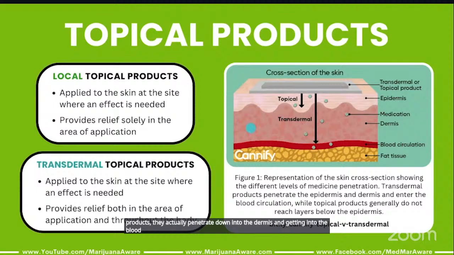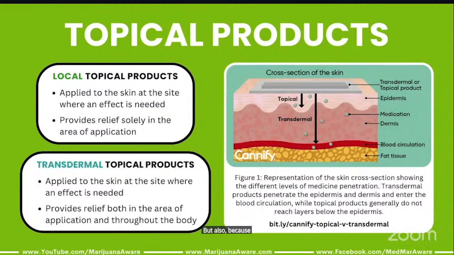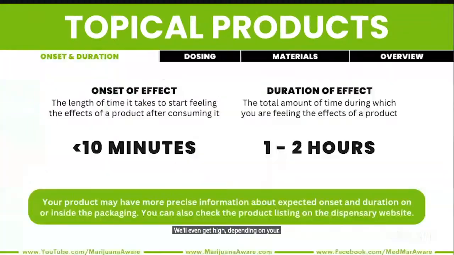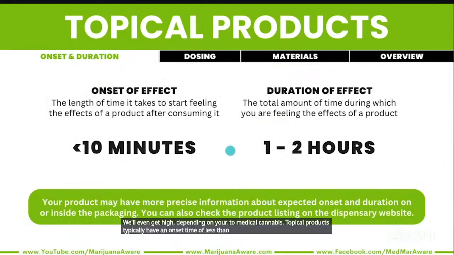And this is where it gives you a lot more relief, but also because it can get into the blood-brain barrier, there's a potential that you could feel the effects or even get high, depending on your tolerance to medical cannabis. Topical products typically have an onset time of less than 10 minutes. They also have a duration effect, usually between 1 to 2 hours.